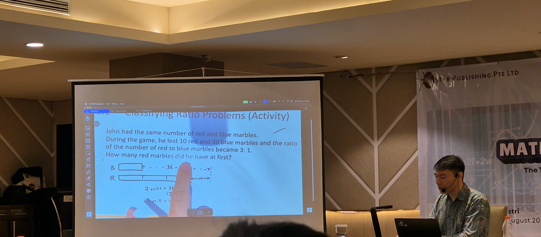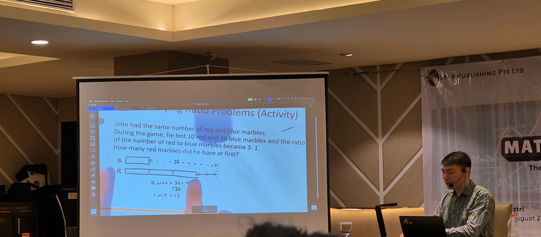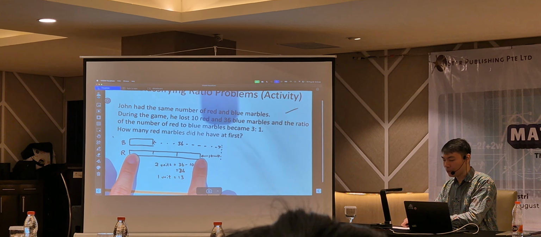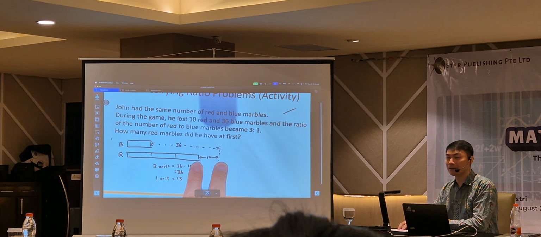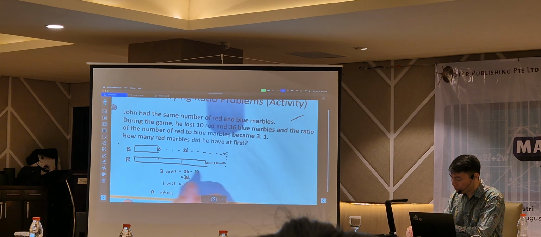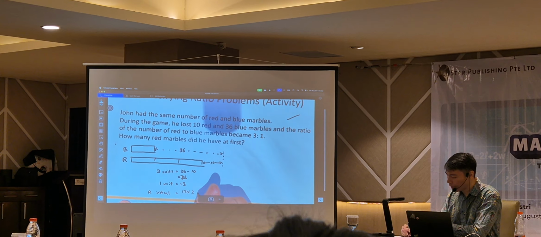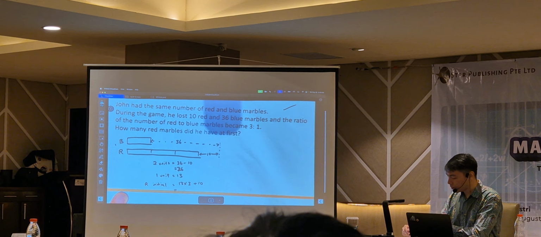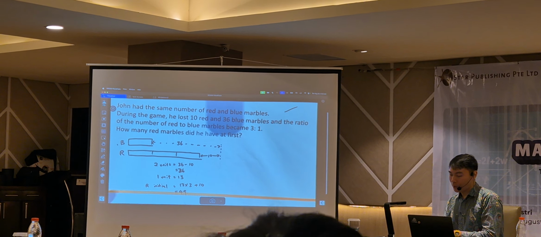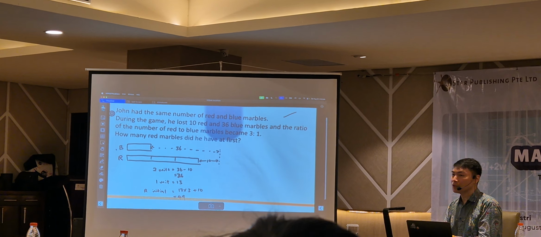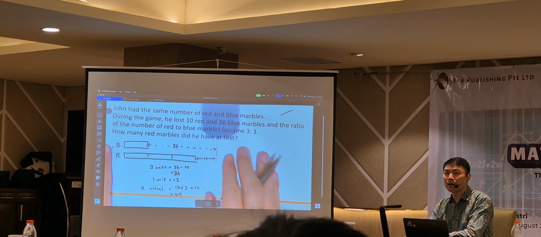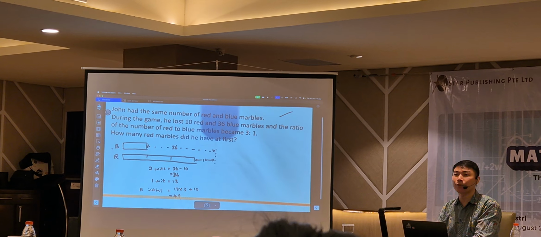How many red marbles did John have at first? Red is represented by 3 units. To find how many marbles John had initially, we take 3 units plus another 10. So red initial will then be 13 times 3 plus another 10, giving us 49. Right? So what is this? This is a mix of the unitary method using a bar model representation as well. You can see the before, you can see the after, you can see the change all within a single diagram.